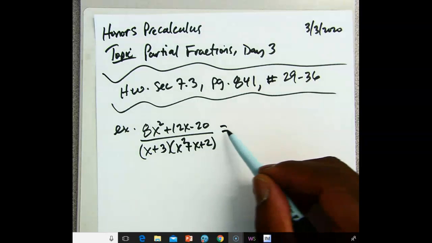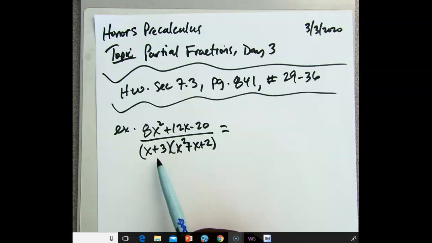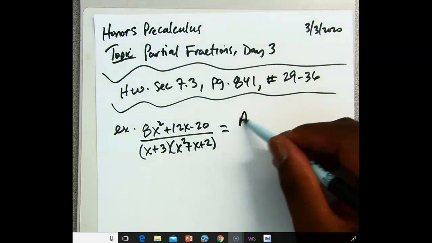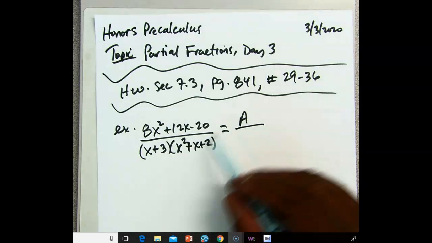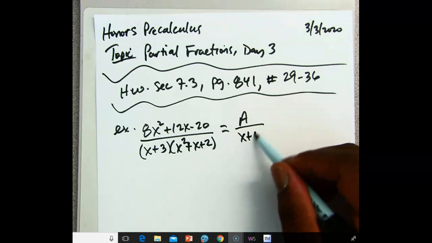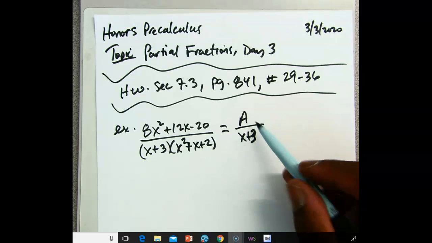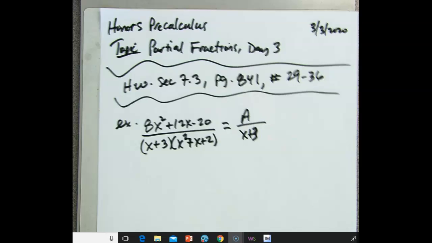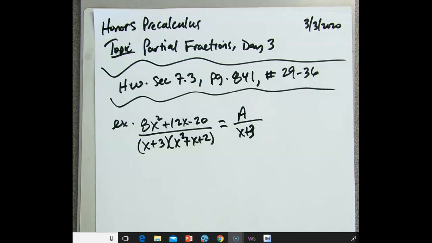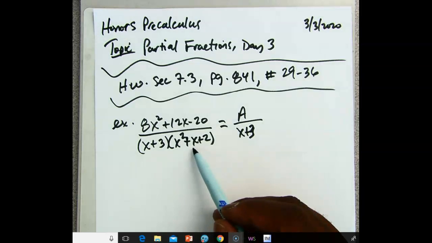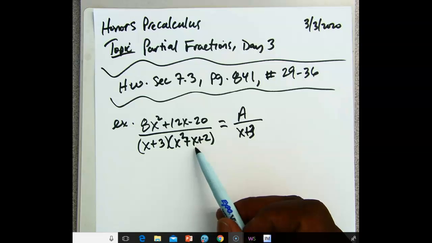Well, what we know is that when we have linear factors in our denominator, you're going to have a constant divided by all of our distinct linear factors. So that's going to be A divided by x plus 3. What we also learned yesterday is that for something like this, we tried to factor it into a product of linear factors.